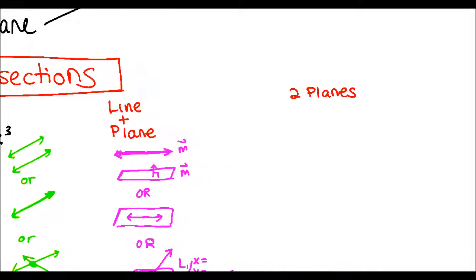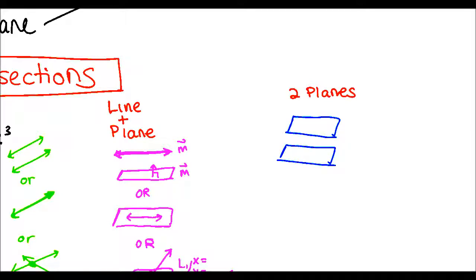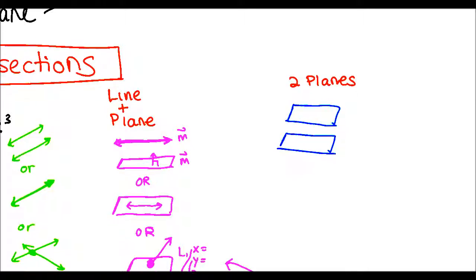Okay, two planes. Things that could happen with two planes are they could not intersect, so they could be parallel like the other stuff, in which case their normal vectors would be the same. So if you're looking at the equations of two planes, their equations would be pretty much identical except for the constant.